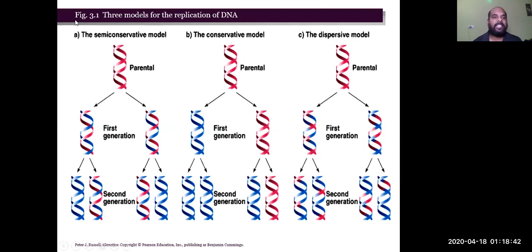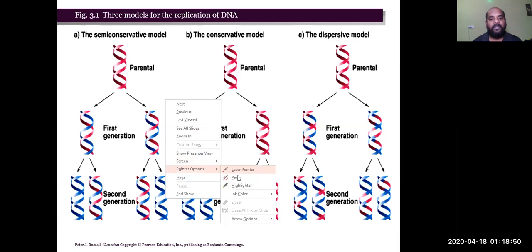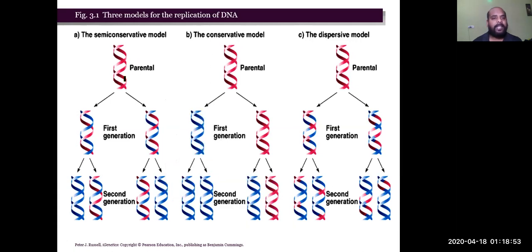Now, this diagram reveals the three models we just spoke of. The first model is the semi-conservative model, which says that the parent strand would open up, and after the replication, in the first generation, one strand would be of parent DNA and the second would be new. Here also and here also. And in subsequent generations, the scenario would be similar.